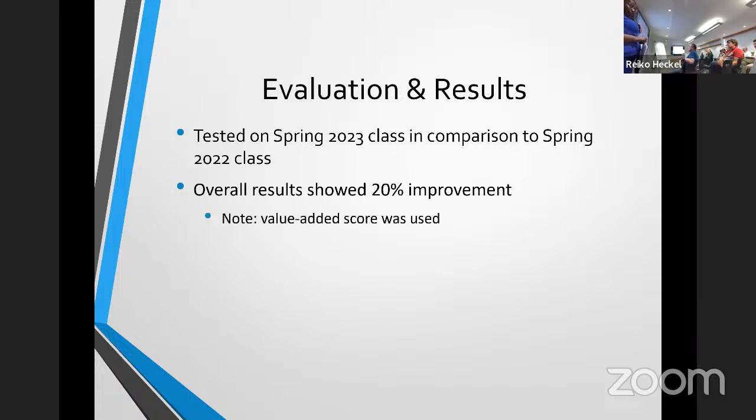So I also used a value-added score to make sure it was a fair representation of the students. By looking at the grades and comparing them to the existing ones, I made sure it was balanced. There obviously could be other factors that could also affect their ability and understanding of pointers.